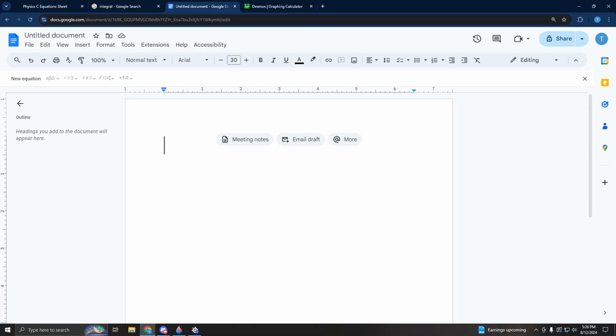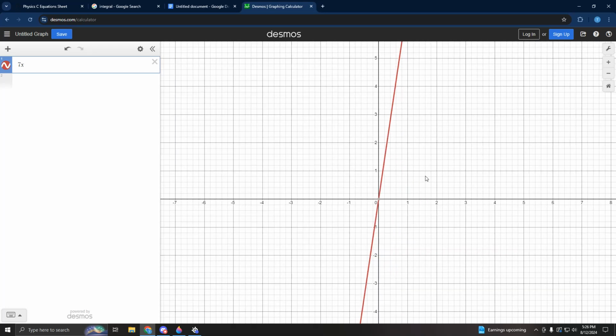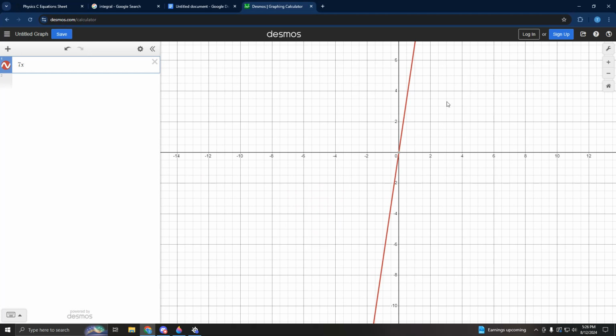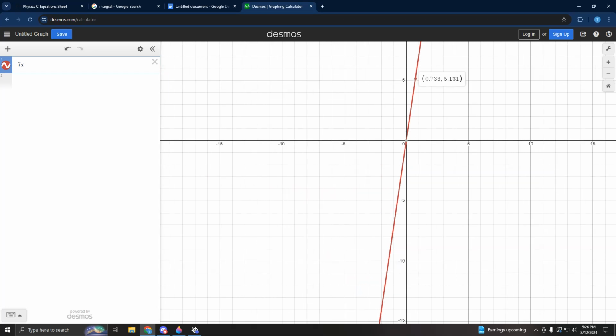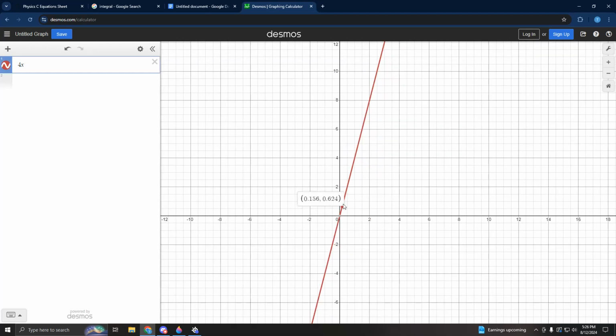To start off, basically, if you want to get the slope of a line, let's say you have a line 7x, the slope, you're just going to take the y value at a given point. If you zoom out a little bit, let me use 4x because that's going to be right there. When x is 1, y is going to be 4. So 4 over 1, that has a slope of 4.